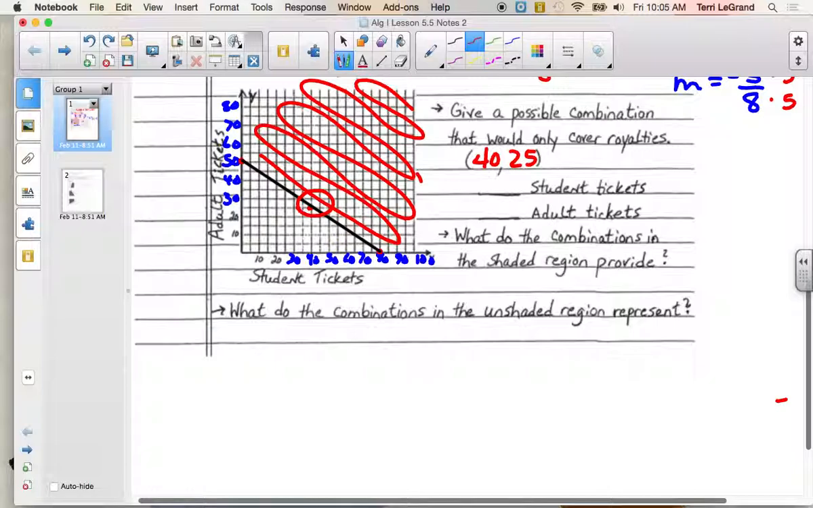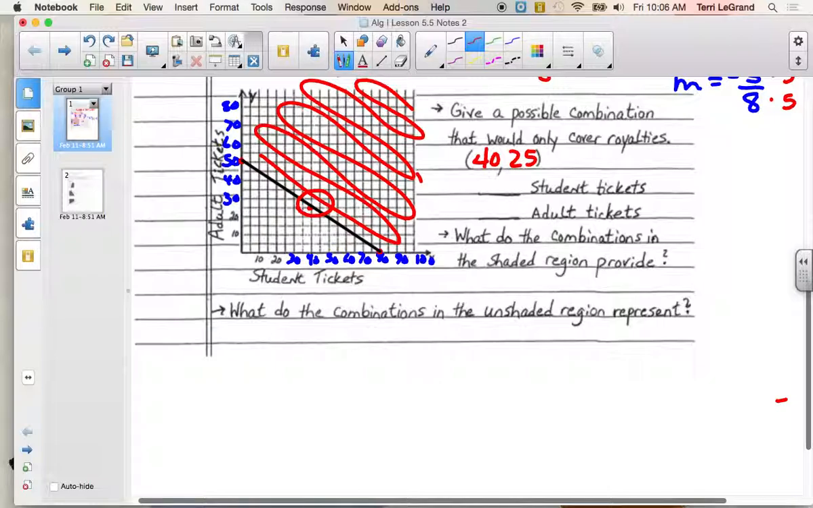Let's do some arithmetic. 40 is the X value. That's the student tickets. How much do the students pay? They paid $5, so they would take in 40 times 5. They would take in $200 for the ticket sales for the students. And then the adult tickets are $8, and we said there's 25 of those, so 25 times 8? 200. What's 200 plus 200? 400. It works, doesn't it? So if they sold 40 student tickets and 25 adult tickets, they would take in exactly $400, correct?